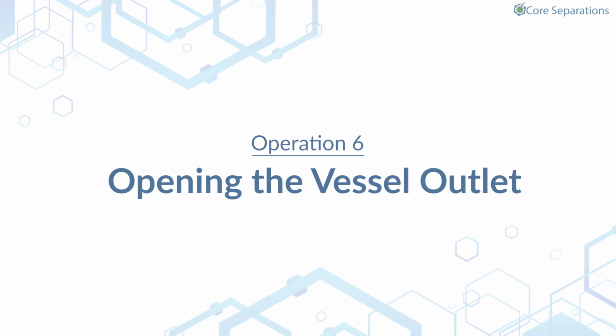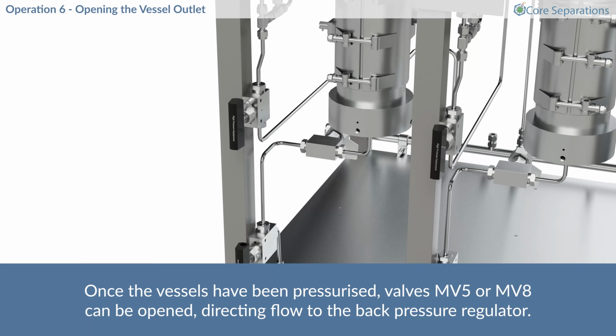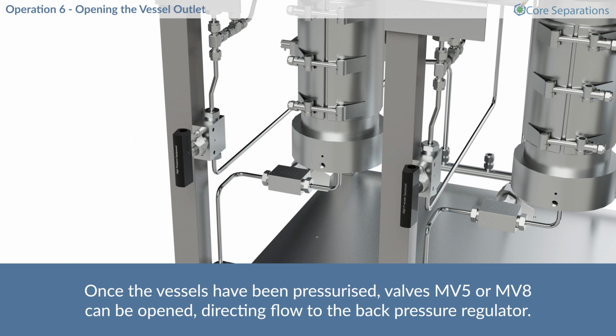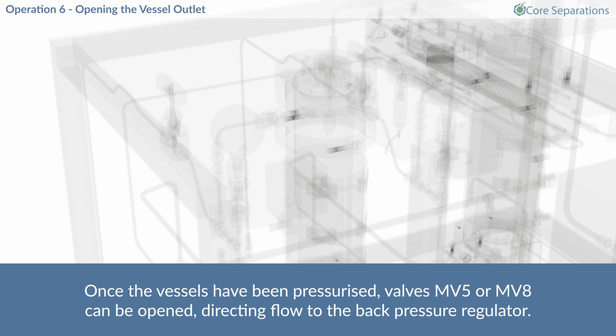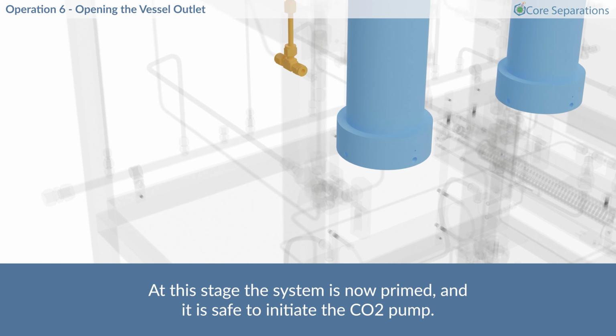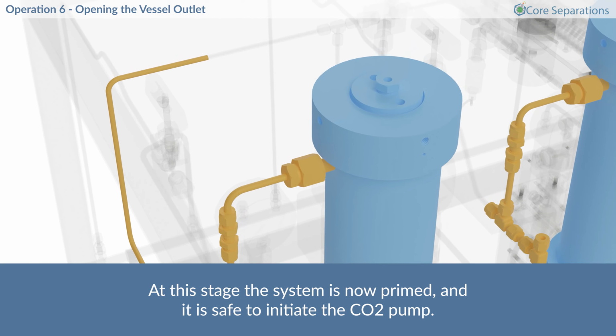Operation 6. Opening the vessel outlet. Once the vessels have been pressurized, valves MV5 or MV8 can be opened, directing flow to the back pressure regulator. At this stage, the system is now primed, and it is safe to initiate the CO2 pump.